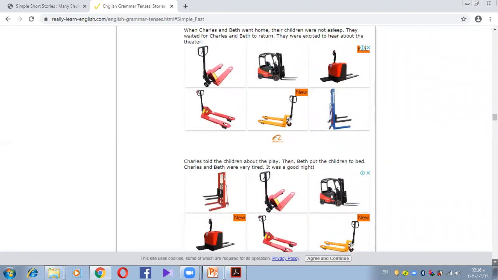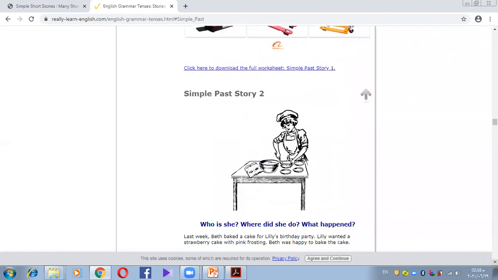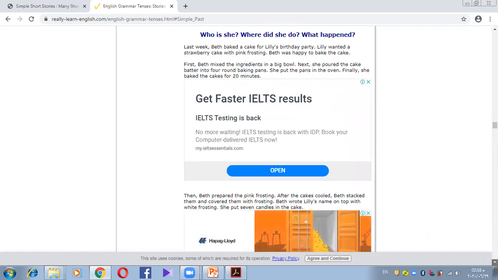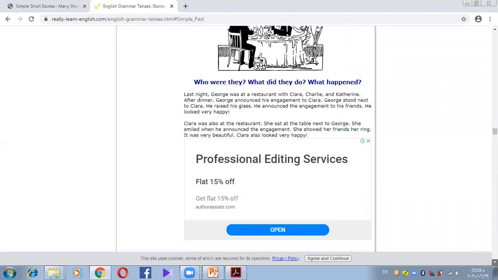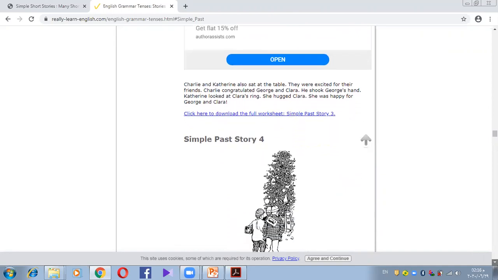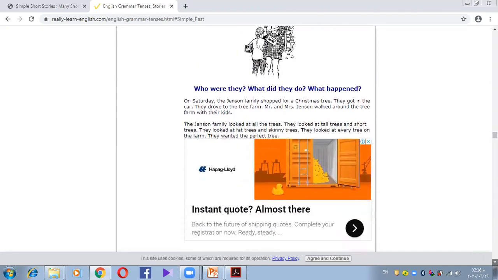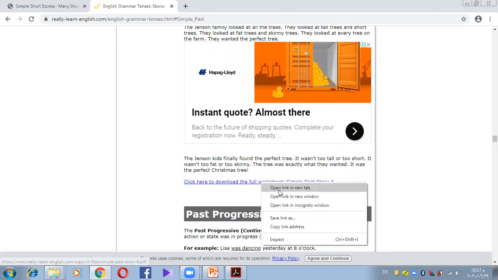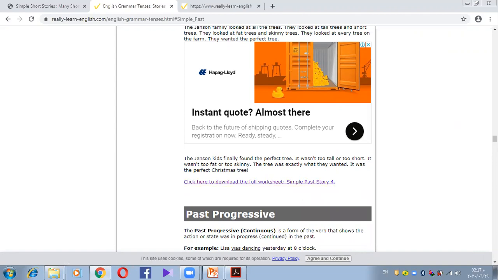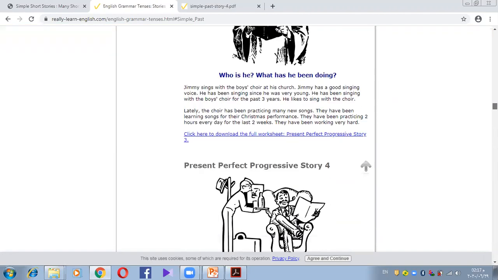Story number 2. Story number 3. So do you see story number 2? Story number 3. Okay, and story number 4. So 4 stories for each tense. So for example, if you would like to practice on this, I want, for example, to see the whole story. So you open this like this, and I want to show you the cover.